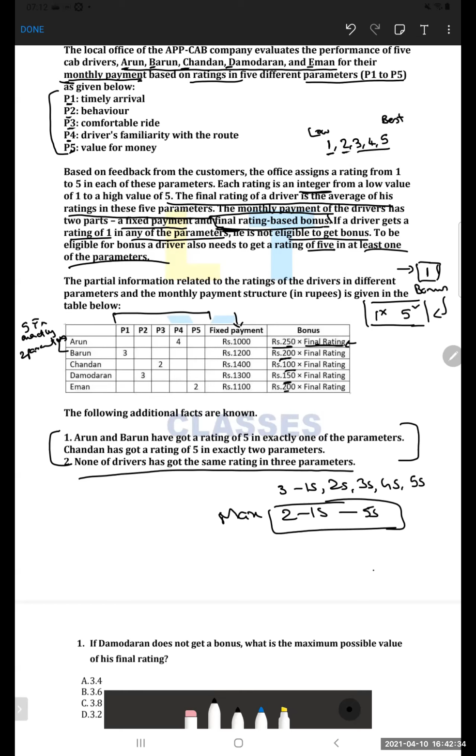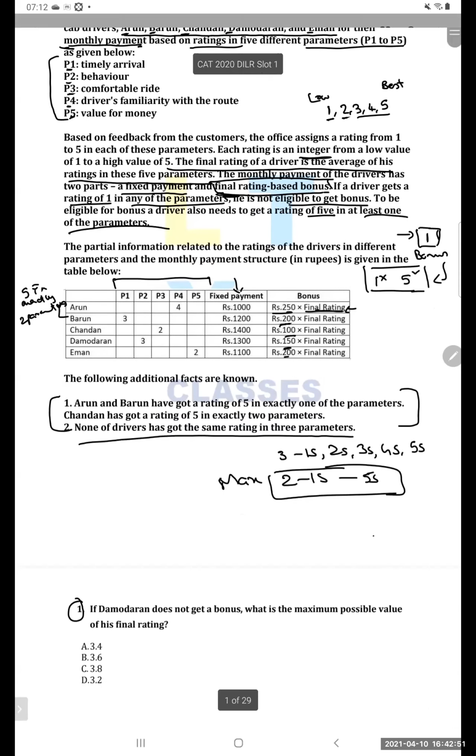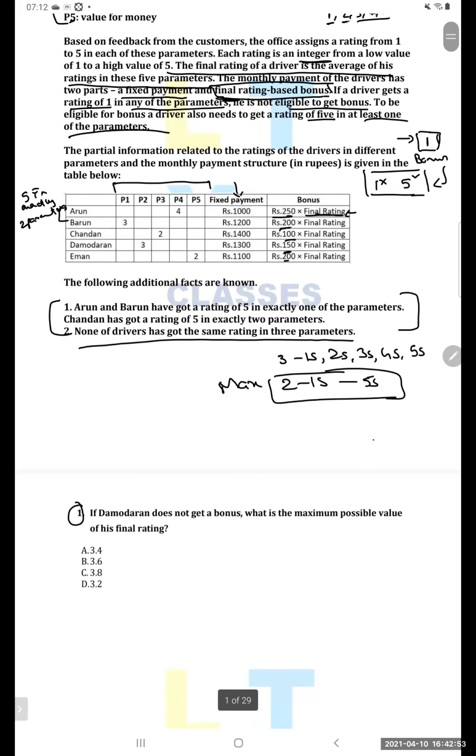Okay, so why don't one of you volunteer to solve the first question with me? Who wants to volunteer? First question. This first question. Somebody wants to volunteer? Let us see what the first question is.